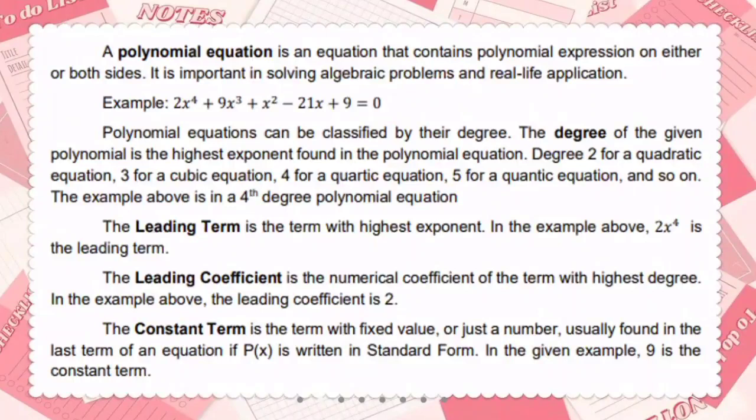Pag quadratic daw po, di ba, naka-raise by 2. Pag cubic equation daw po, naka-raise by 3. Pag quartic equation daw po, naka-raise by 4. Pag quintic equation, naka-raise by 5 and so on. The example above is a 4th degree polynomial or a quartic equation itself, di ba? Kasi yung pinaka-highest daw po niya dito, kita yung mouse pointer ko, di ba? Meron tayong 2x raised to 4 natin. Ayan. So, ibig sabihin, ang degree daw po niya is 4th degree.